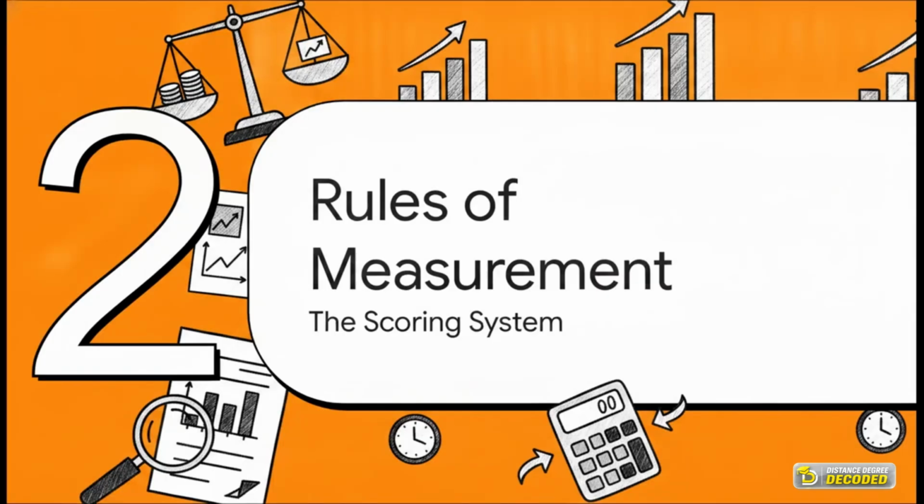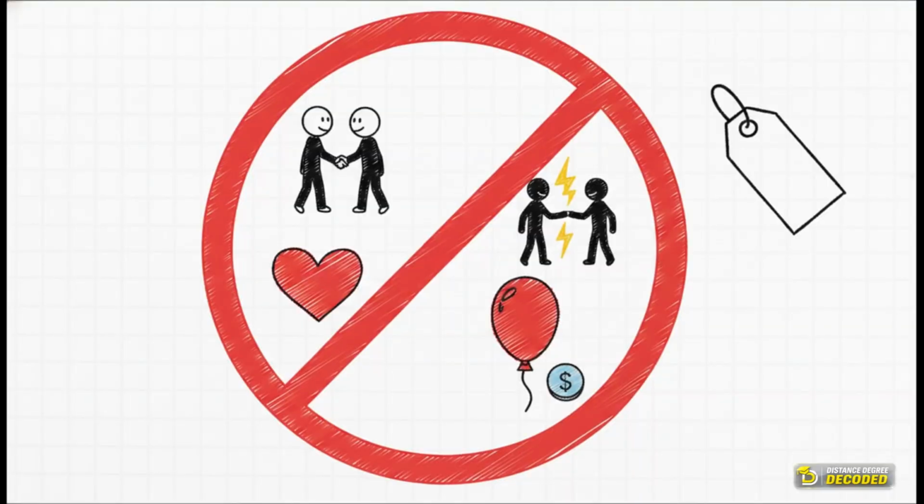Moving on to Section 2, Rules of Measurement, our scoring system. Now that we know who's playing and for how long, how do we actually keep score? Well, we keep score using the money measurement concept. This means we only record factual transactions that can be expressed in actual monetary terms. But here's the wild part.